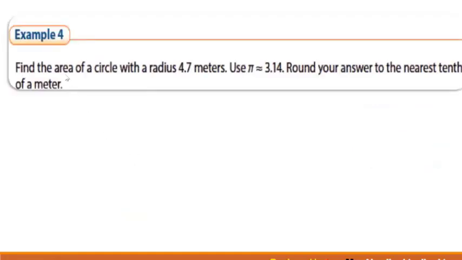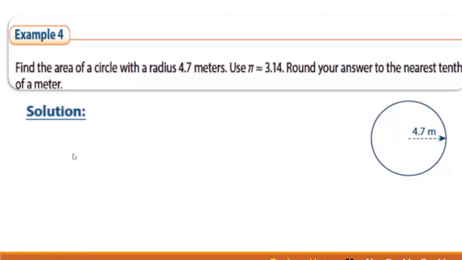Now we're going to find the area. Area of circle with radius 4.7 and my π is 3.14. We want to round to the nearest tenth, one decimal place. So the solution here, I give you now the radius. So I have to write my formula, area equals πr², mean π radius square. So I write this as this form: 4.7 power 2. So I replace R with 4.7.